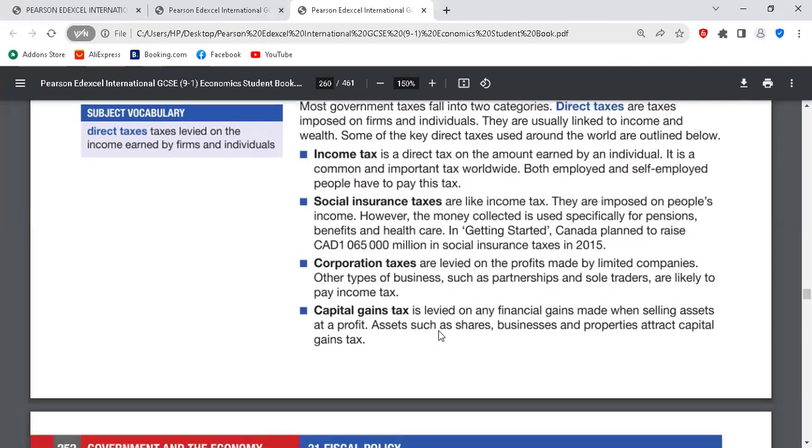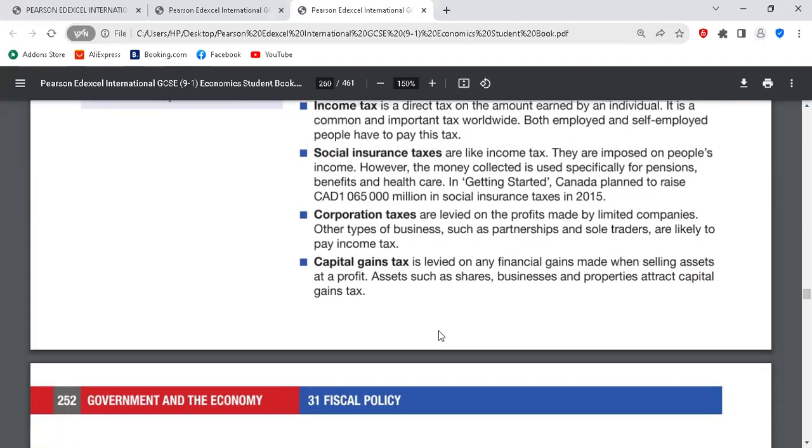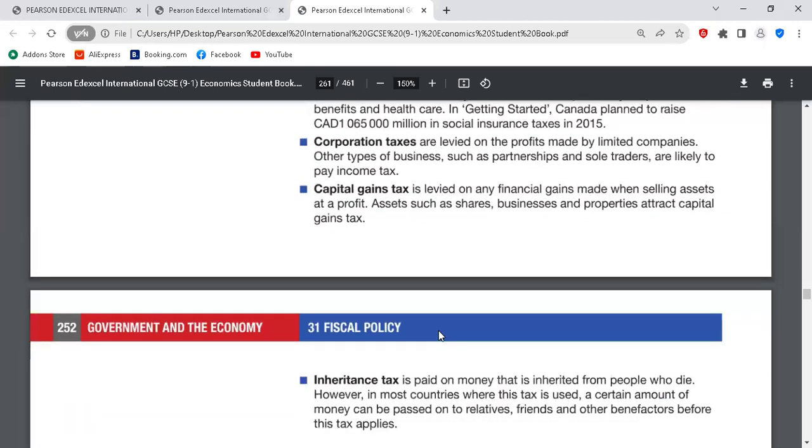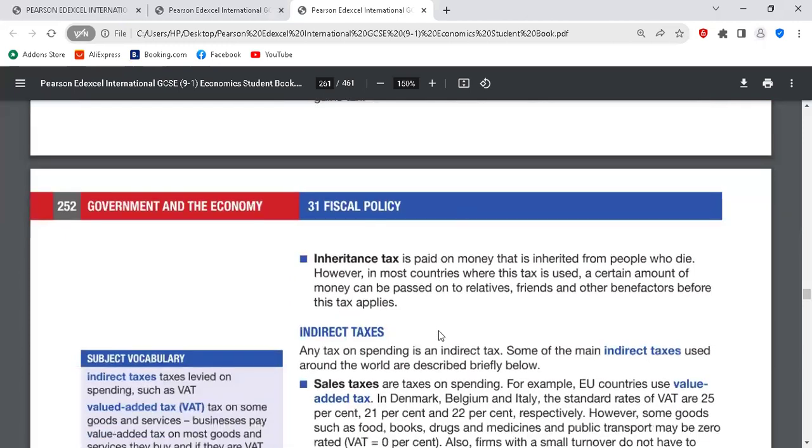One, we have income tax. This is tax you pay as an employee. Social insurance tax. This is tax you pay for your health care. Corporation tax, taxes on profit. Capital gain tax. These are taxes you pay for the fact that you are selling some of your assets. Inheritance tax. I mentioned that earlier. Taxes you pay for what you have inherited from your parents or grandparents or your uncles or whoever you inherit from. These are direct taxes. Clear?